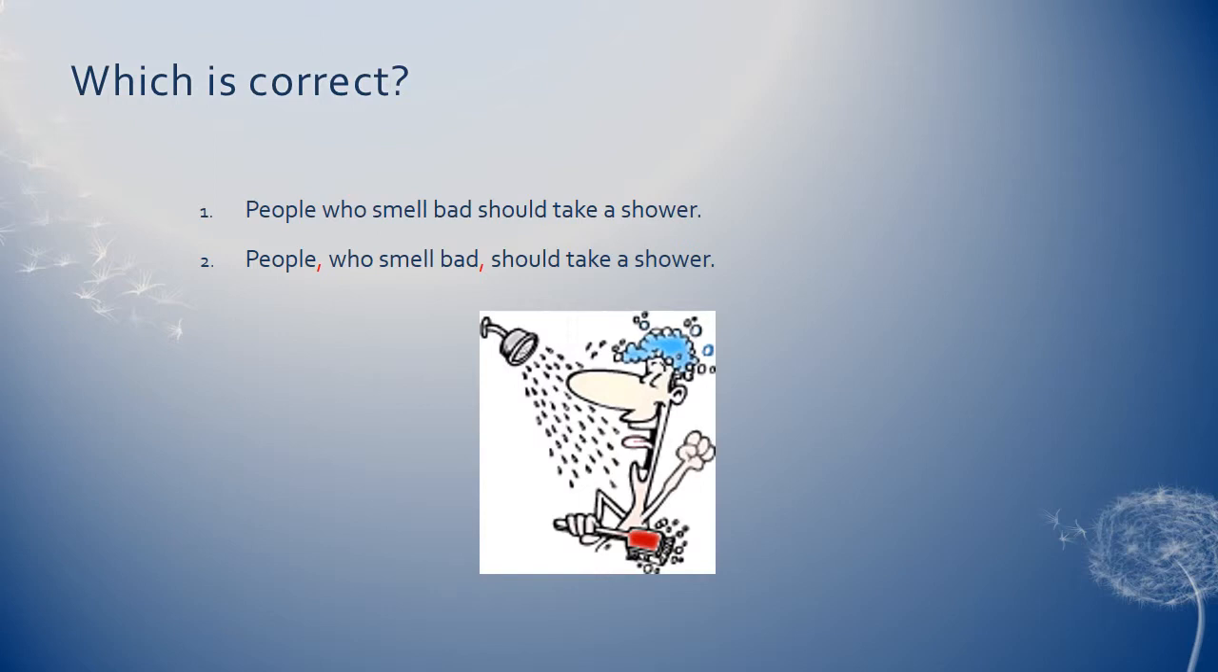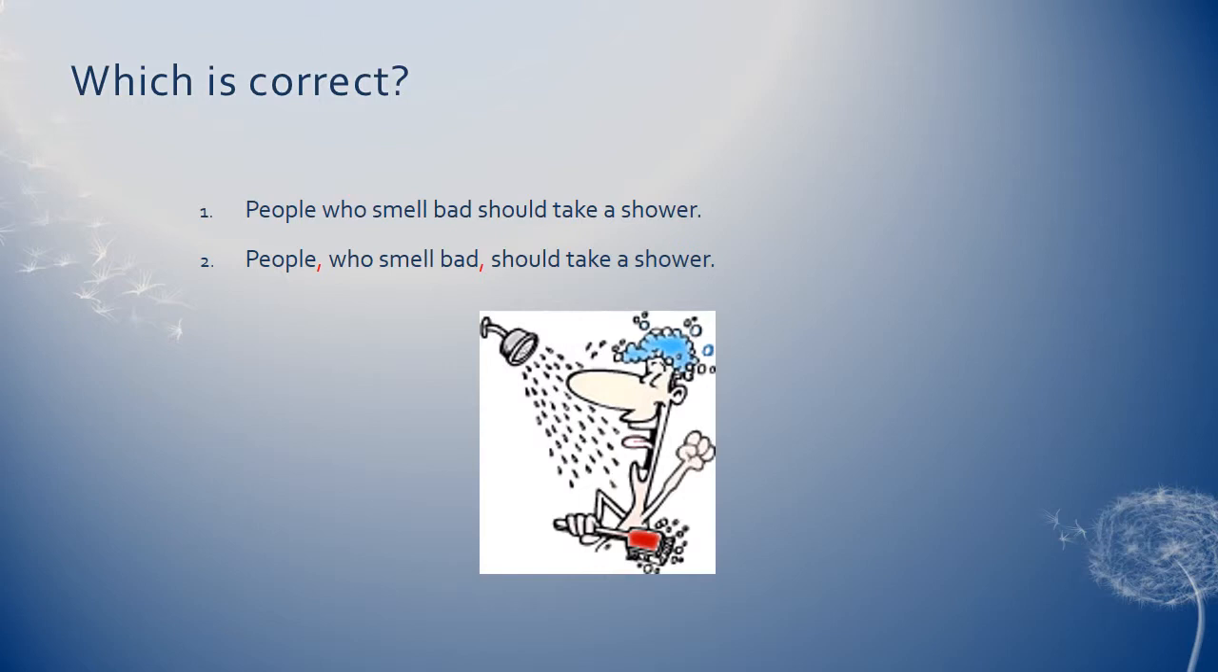Let's apply our principles and take a short quiz. Which is correct? People, who smell bad, should take a shower, or people who smell bad should take a shower? Now you might be thinking, well, it relies upon the context, and that's true. Since restrictive and non-restrictive is a matter of definition and of authorial intention, we have to know the context to really answer the question. But we're just going to try to choose the standard or the normal meaning of each sentence.